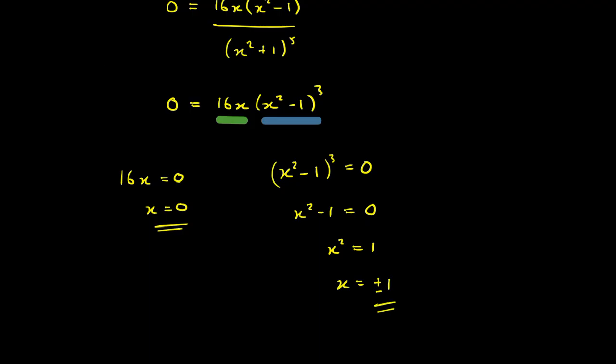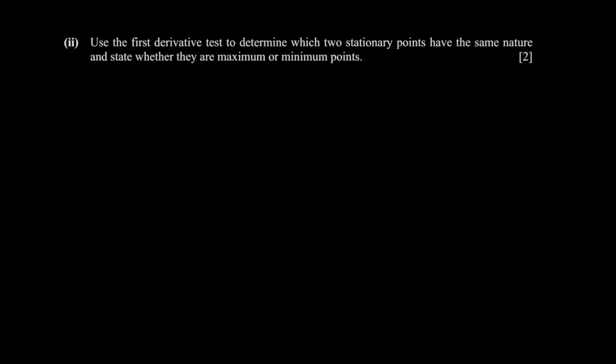All right then, part 2: use the first derivative test to determine which two stationary points have the same nature and state whether they are maximum or minimum points. Okay, so what's this first derivative test? Because we haven't really seen that before, or not that I recall, on an exam. We usually determine the nature of a stationary point by taking the second derivative.